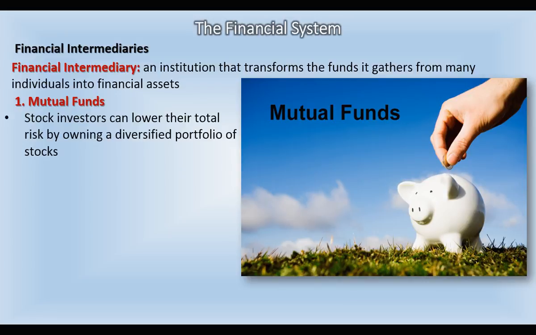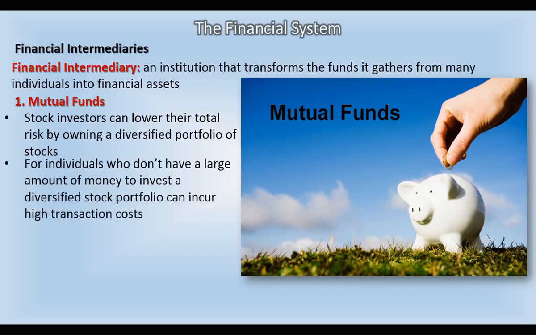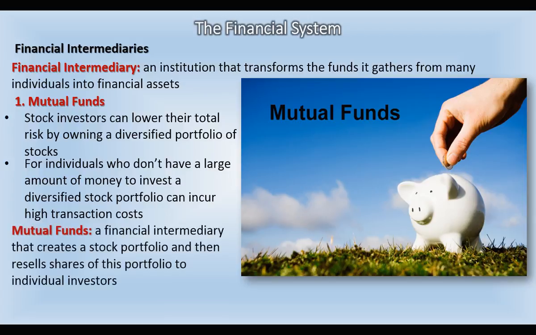So stock investors can lower their total risk by owning a diversified portfolio of stocks. Individuals who don't have a large amount of money to invest in a diversified stock portfolio can usually incur high transaction costs, because in order to buy and sell stocks, you usually have to pay some money. You have to pay money to buy a stock. You have to pay money to sell a stock. So then we've got these things called mutual funds that help to lower these transaction costs.